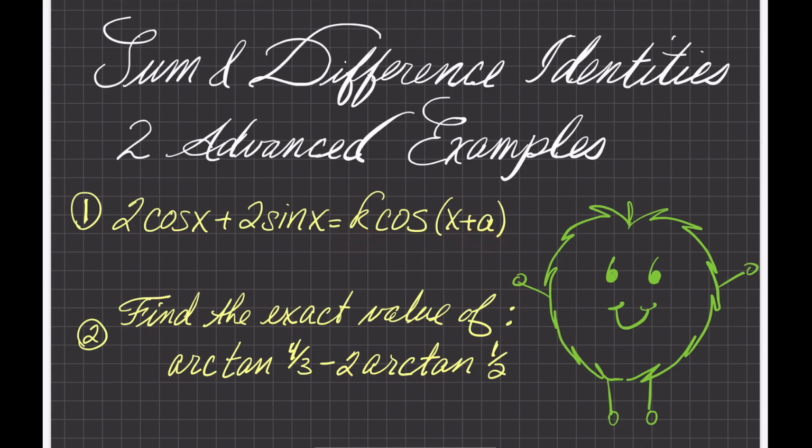a vertical stretch and a horizontal slide that's going to make the parent function of y is equal to the cosine of x line up and match this function of y is equal to 2 cosine of x plus 2 sine of x. And for our second problem, we're going to take a look at the arctan of 4/3 minus 2 times the arctan of 1/2 and figure out what is the exact value of this expression without using a calculator. So let's get started.